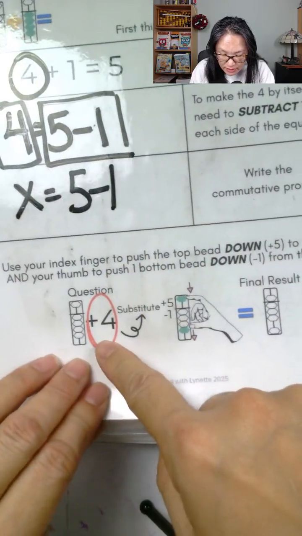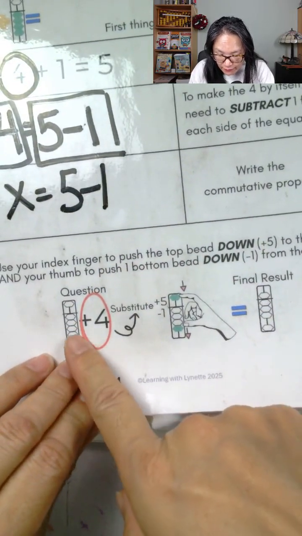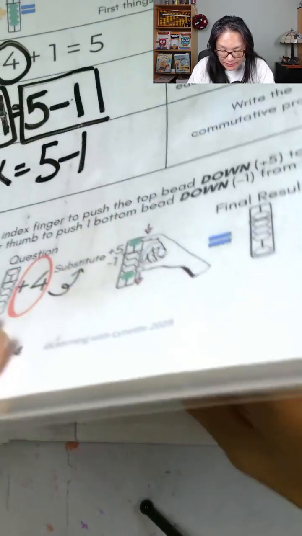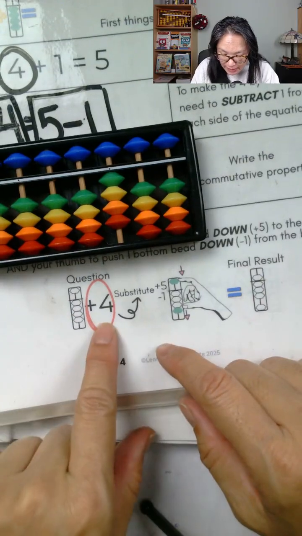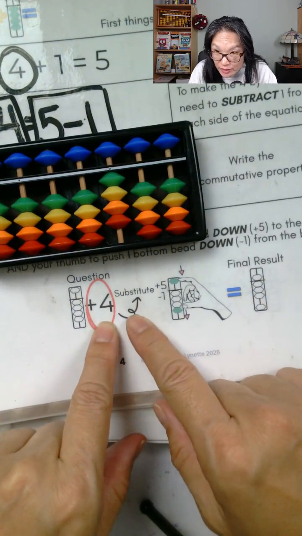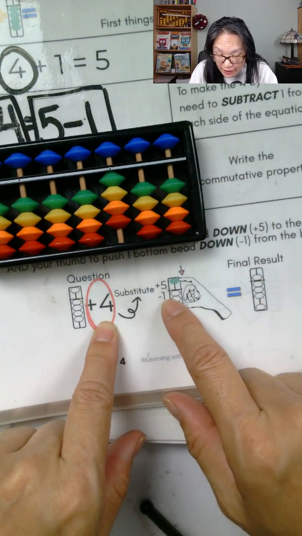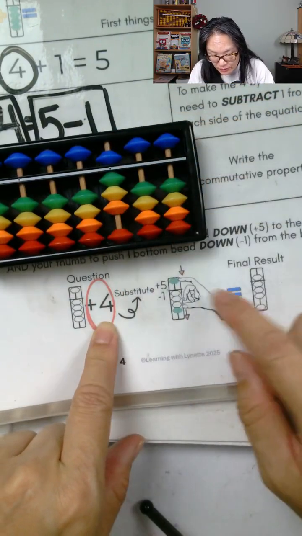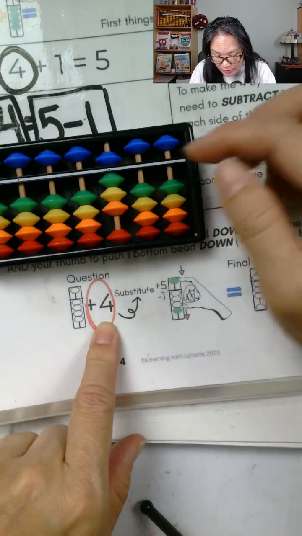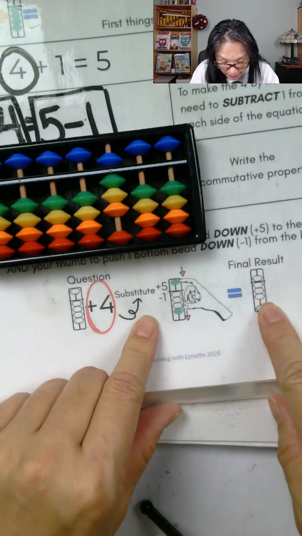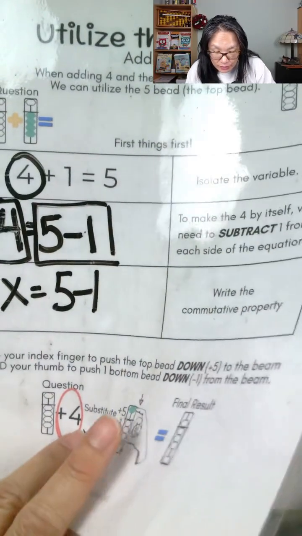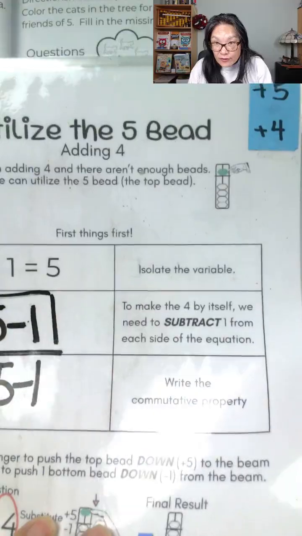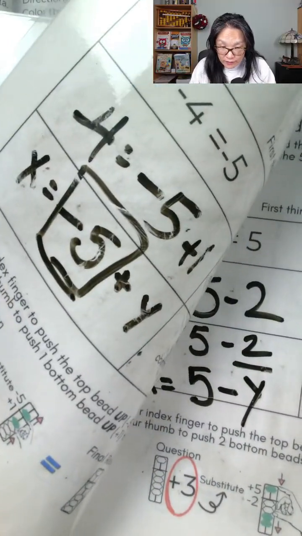And then here is my example question. I have the 4, and I'll show you on my Abacus. I have the 4, and I need to add another 4. What we're going to do is substitute plus the 5 minus the 1, plus the 5 minus the 1, and you do it together, down together, just like that. So my final answer is 8. And then because we know how to add the 4, we're going to be able to subtract the 4.